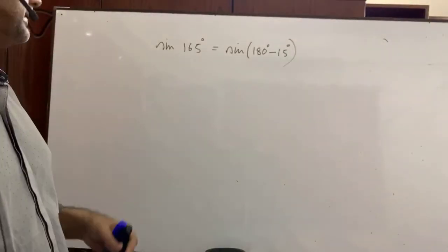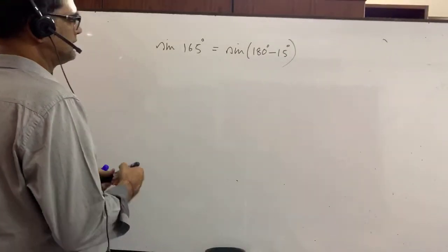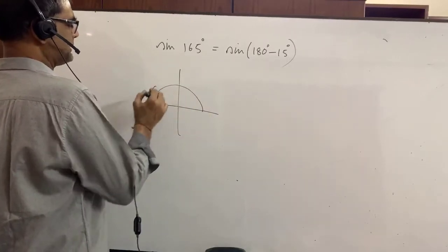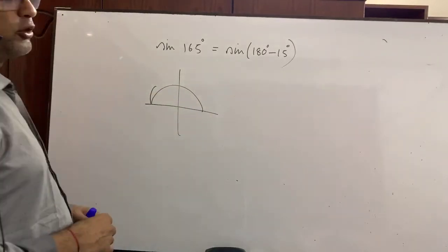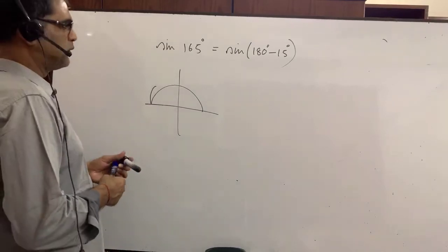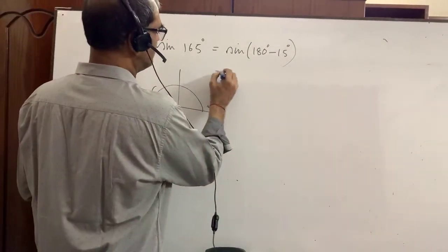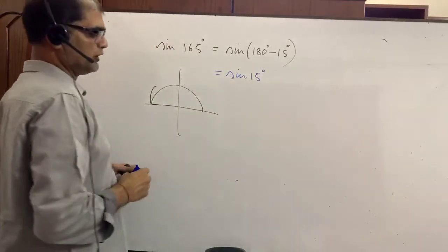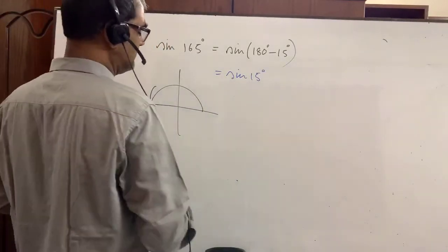180 minus 15. Okay. In which quadrant does the angle lie? Here 180. This is 180 minus. So it is in the second quadrant where sin theta is positive. Then we can write it only as sin 15 degree. Now I think you can do it.